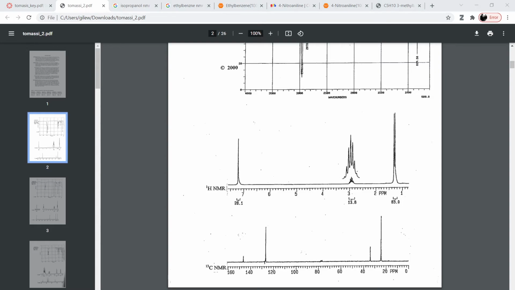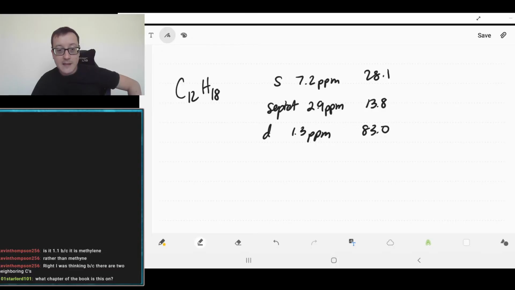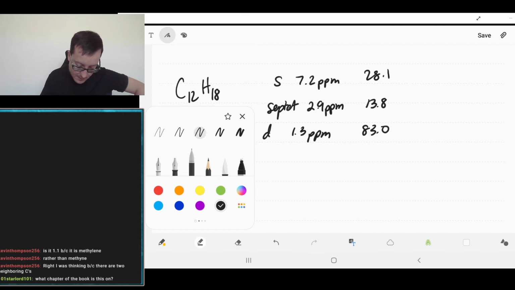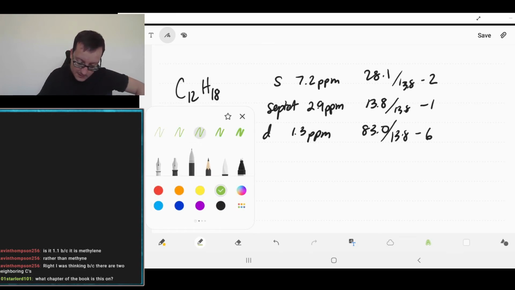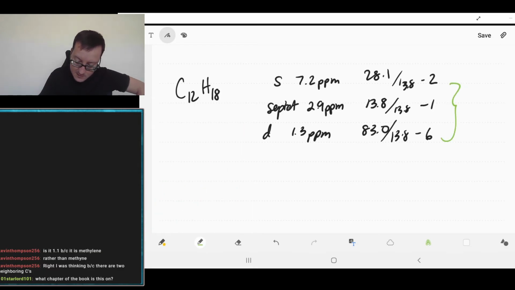So I'm just copying down all the information we have for this proton NMR spectrum, and this is how I would do that. We have a singlet at 7.2 worth 28.1, and so forth. If we divide all these by 13.8, we get probably 6, 1, and probably about 2. If we look here, this is only 9 hydrogens, right? They're all integers, but we only have 9 hydrogens.